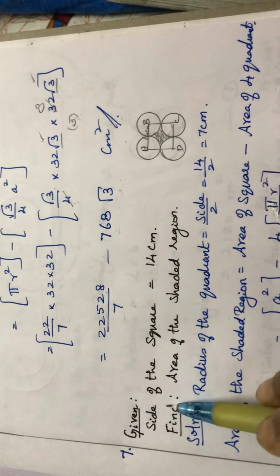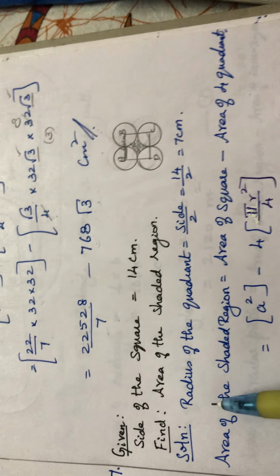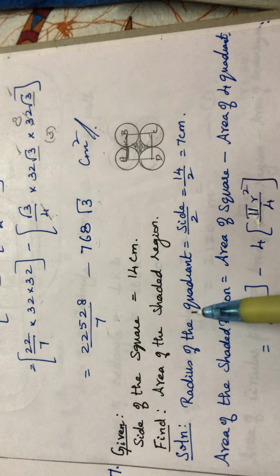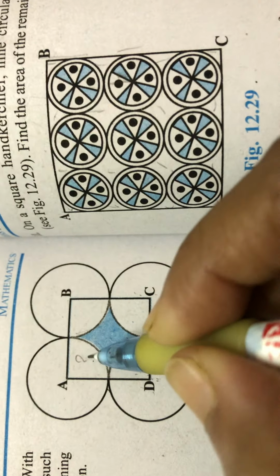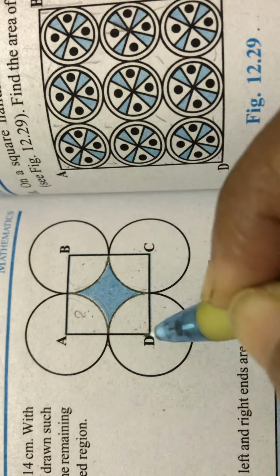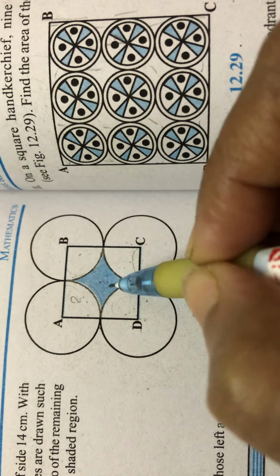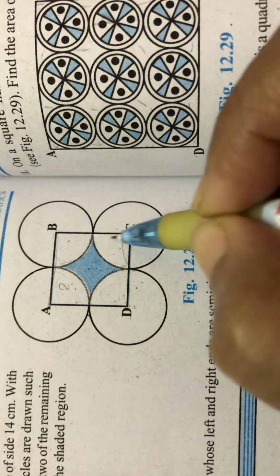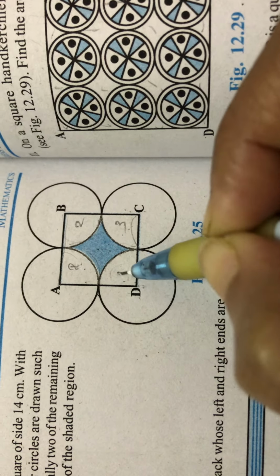Now the side of the square is nothing but the radius of the circle. So side of the square is nothing but the radius of the quadrant. I need only these parts. From that square, if I subtract the four quadrants, I will get this region. So the area of the shaded region is nothing but area of the square minus area of the four quadrants. 1, 2, 3, 4 quadrants I have to subtract.